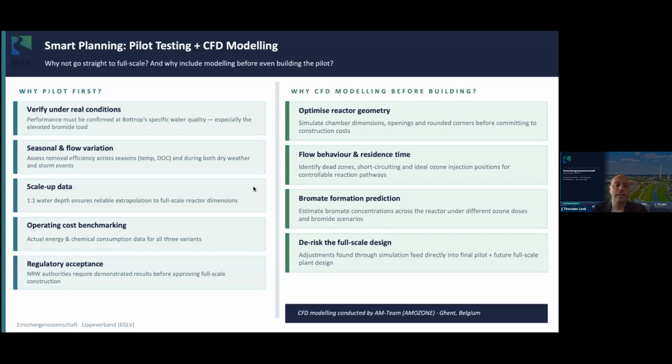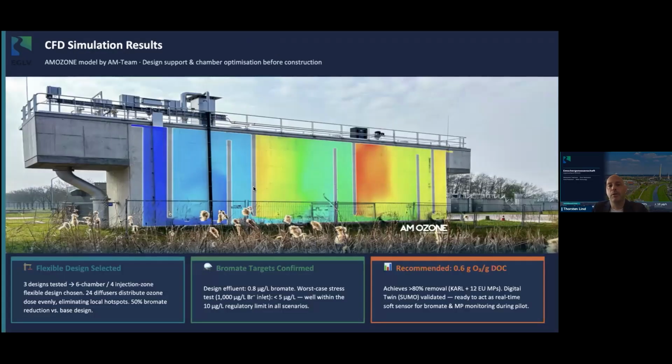the reactor could be much shorter than we thought. We were initially planning 8 to 10 chambers. We now know we can do it with 6. To calm down the authorities, we will still build 8 chambers, but given the CFD modeling, we will be good with 6.